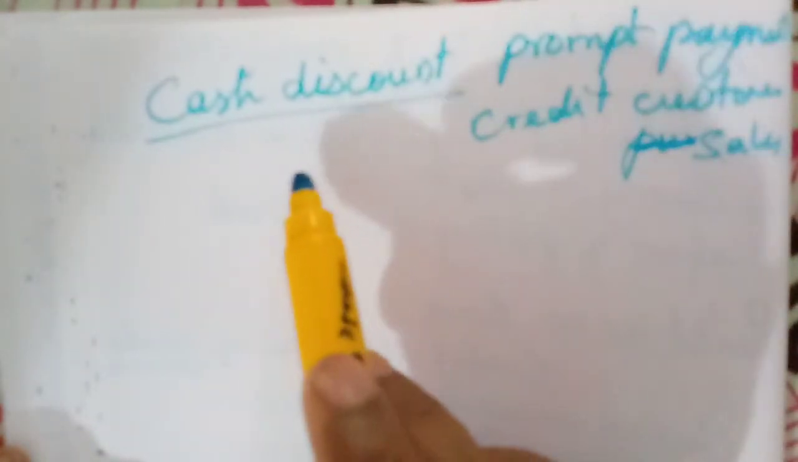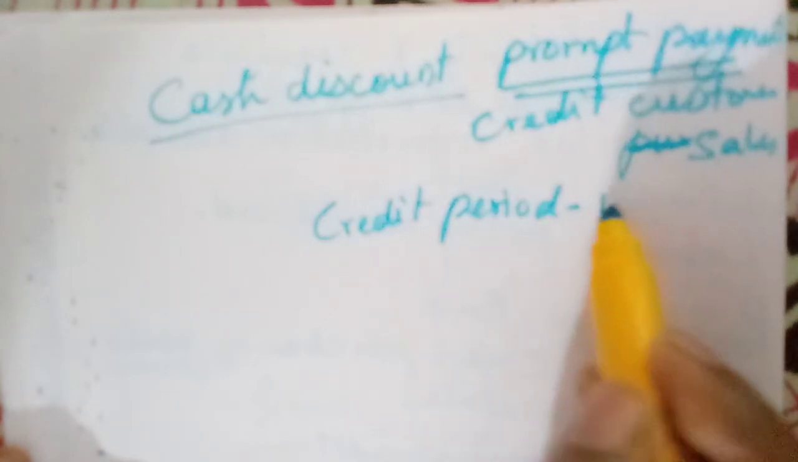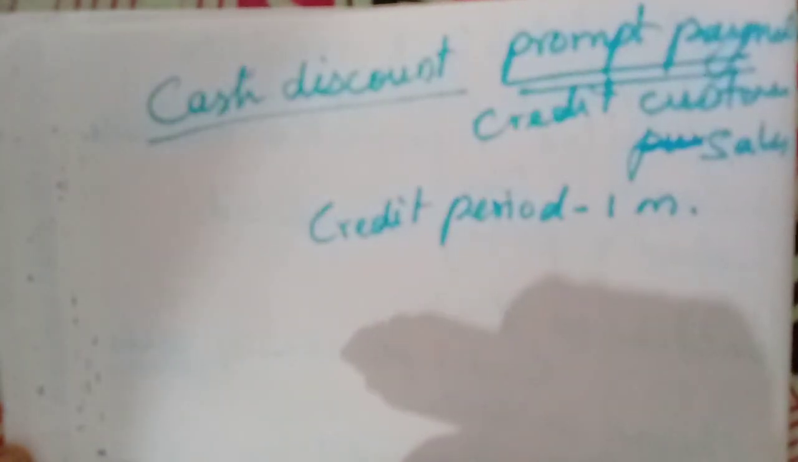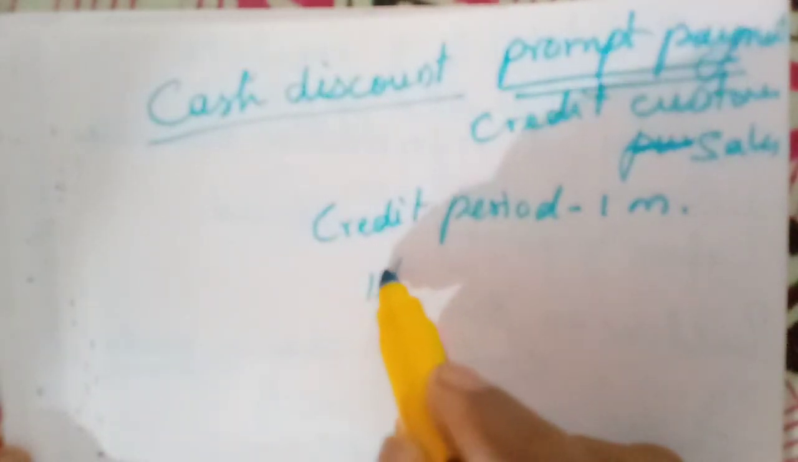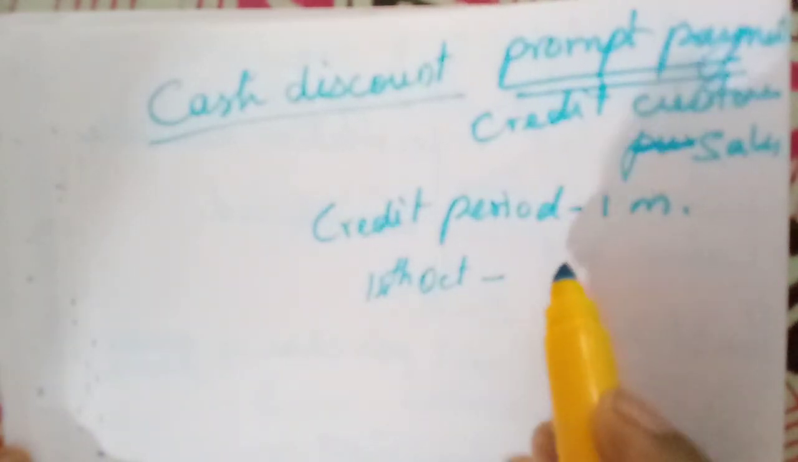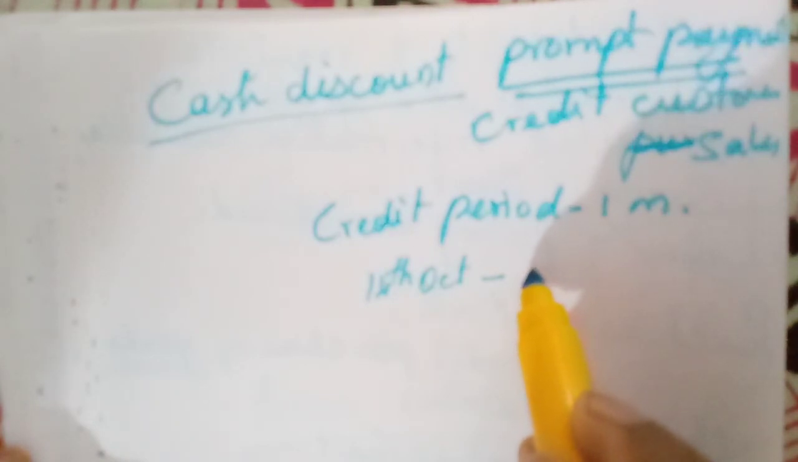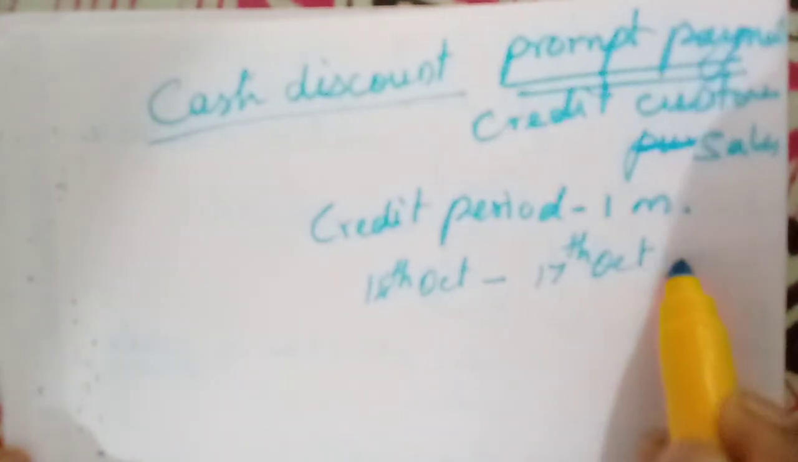We are providing this cash discount in order to make a prompt payment, because the credit period may be for 1 month. So today they purchase, 14th October, with a 1 month credit period. When do they have to pay? 14th November, isn't it? They will add 3 more days, grace days. Then 15, 16, 17. So 17th is the due date.